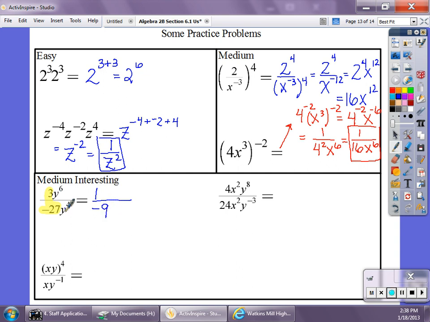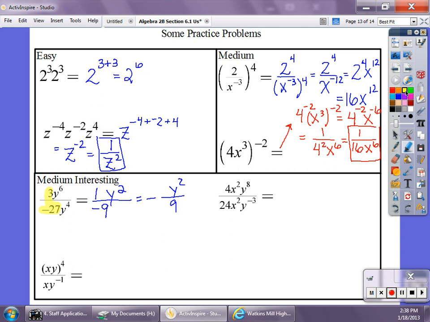Then I see y to the 6th over y to the 4th. I have more y's on top, so I put my y here, and then I just subtract the exponents. 6 minus 4 is 2. When I go to write my final answer, I don't really like leaving negative signs in the denominator, so it's just going to come up right next to the fraction, and we have y squared over 9. You'll also notice I didn't write the 1 right here.